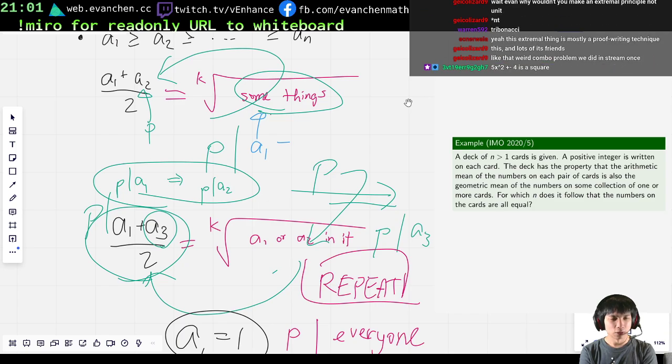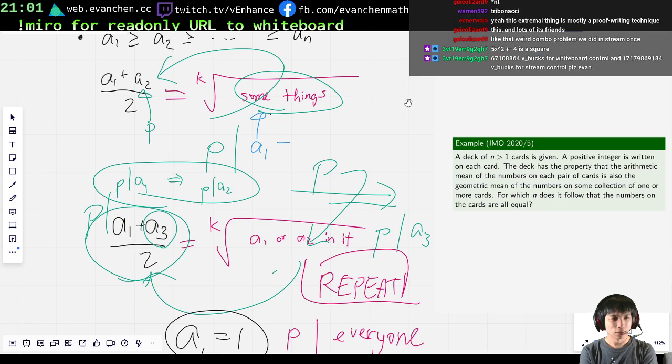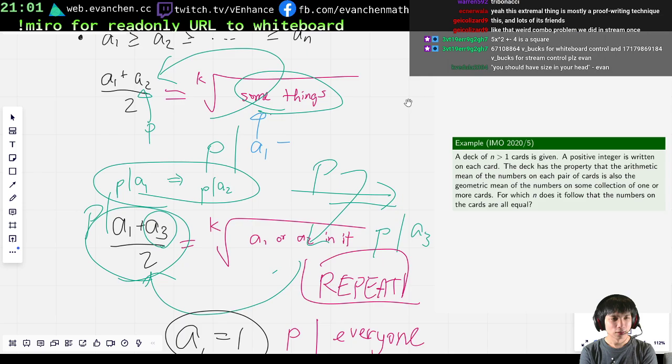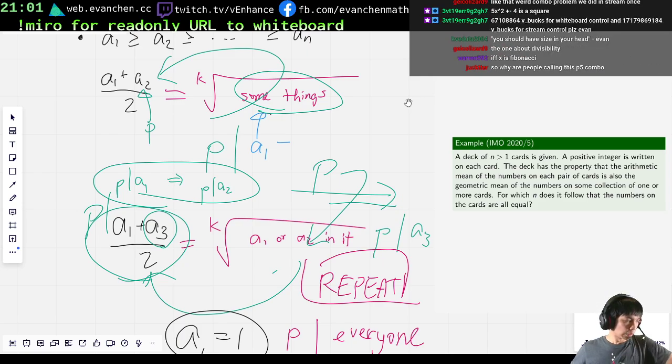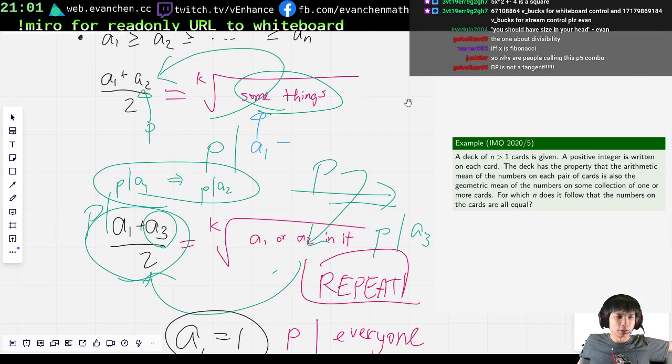That weird combo we did in stream once. I don't know which one you mean. Yeah. No, but the thing about this problem, why are people calling this P5 combo? Because it's fun to complain that there were 3 combo problems, I guess.